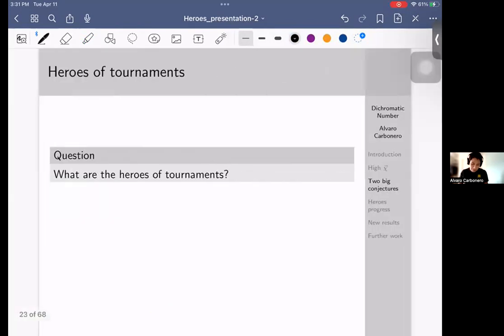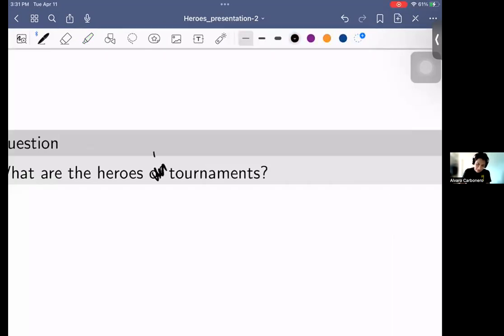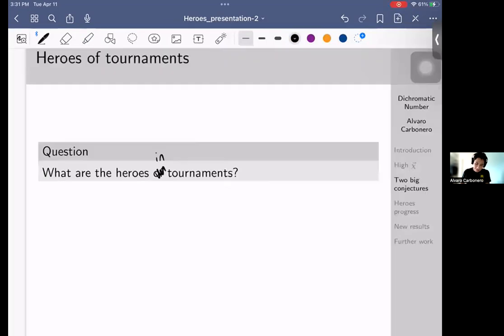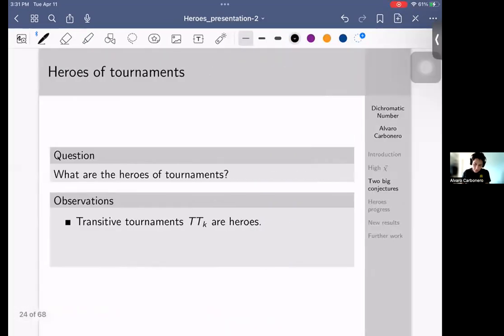All right. So now that we have these definitions, we can talk about the question again. What are the heroes of tournaments? What structures need to be present in every tournament with high dichromatic number? And I think I should have written here heroes in tournaments, not of tournaments. So let's go over some observations.